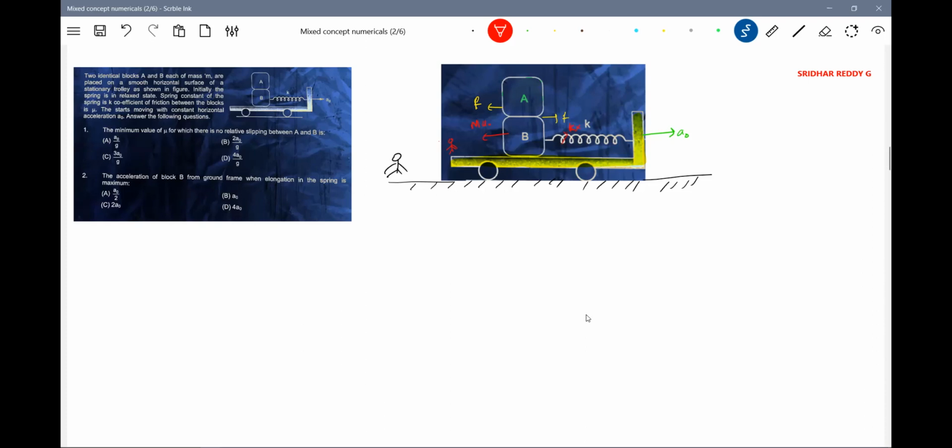Then no slipping occurs means what is the basic necessary condition here? No slipping should occur. So he's asking the minimum value of mu for which there is no relative slipping between A and B. Who will accelerate? Who will, in the trolley frame? There's a condition. In the trolley frame, in the ground frame, who will move, block B or block A?